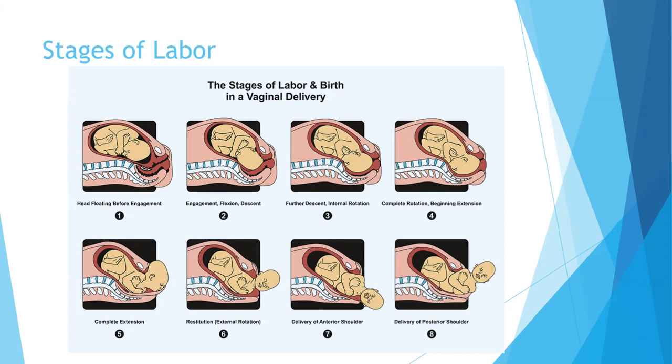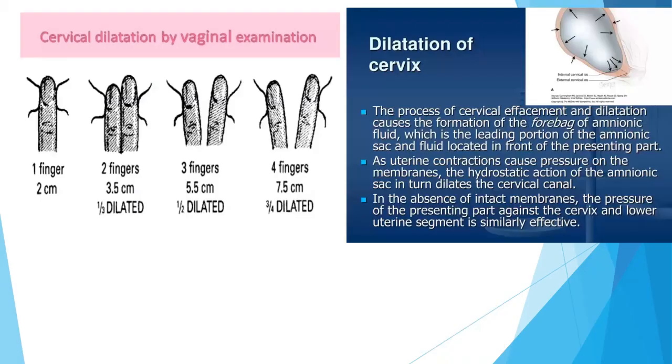Now, when the baby delivers by complete extension, there is restitution, that is the external rotation of the head. After that, there is the delivery of the anterior shoulder, and then the delivery of the posterior shoulder. Once the anterior and posterior shoulders are delivered, the whole of the body just comes out.